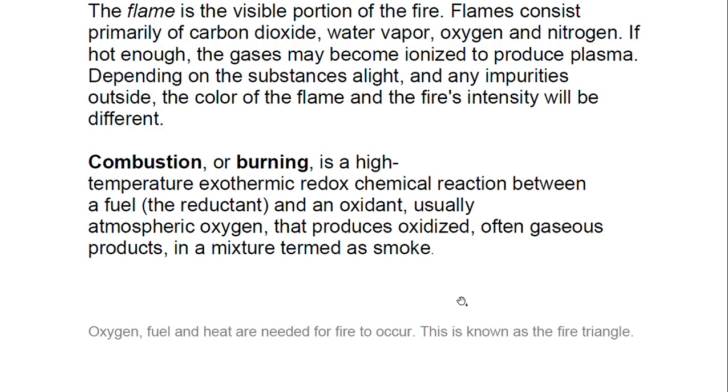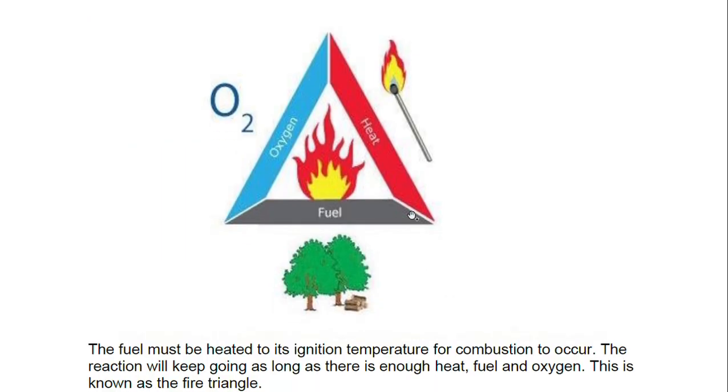Now, oxygen, fuel and heat are needed for fire to occur. This is known as the fire triangle. There are three elements needed: heat, oxygen and fuel. All these three elements are needed for a fire to occur. These are the primary elements.